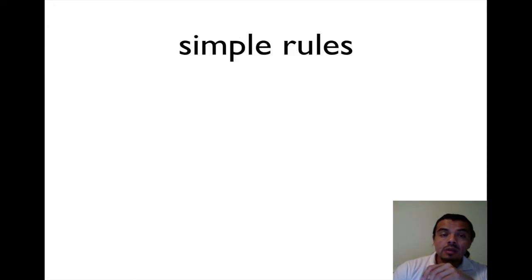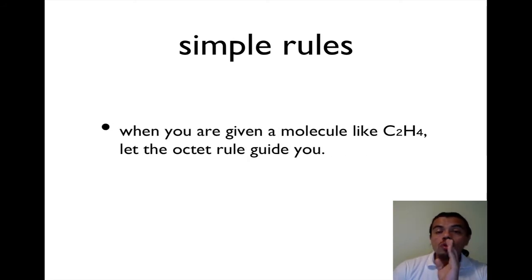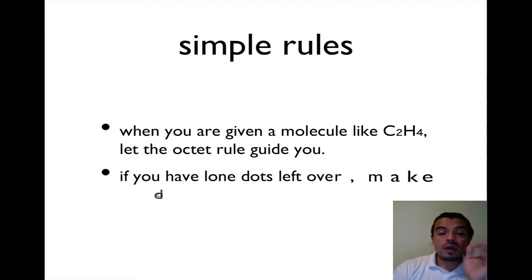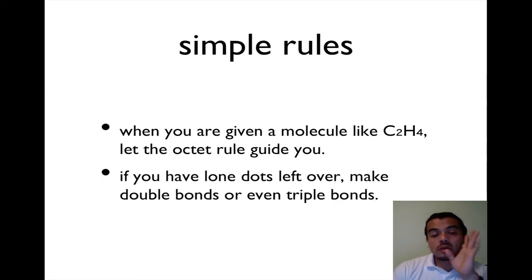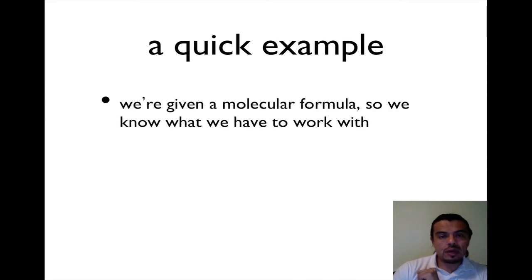Okay. The rules, again, they are simple, simple, simple. If you keep that in mind, if you're given another molecule, in this example, C2H4, just let the octet rule guide you. If you have lone dots left over, make double bonds or even triple bonds. Whatever you need to do to pair up those lone dots. You do not want to have lone dots. I'll give you a final example, just so we can see if we figure this out.